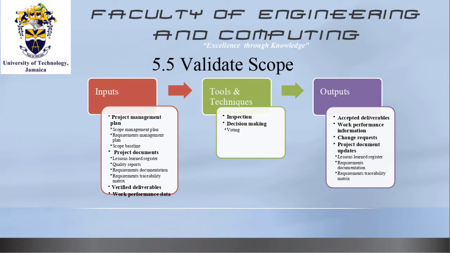And of course, the tool and technique used to validate scope is inspection. And you have to take some decisions when you do your analysis to see whether or not you are in agreement that the deliverables are as anticipated. And the output, of course, is going to be your accepted deliverables and the work performance information, and were there any changes, then there will be change requests and project document updates.